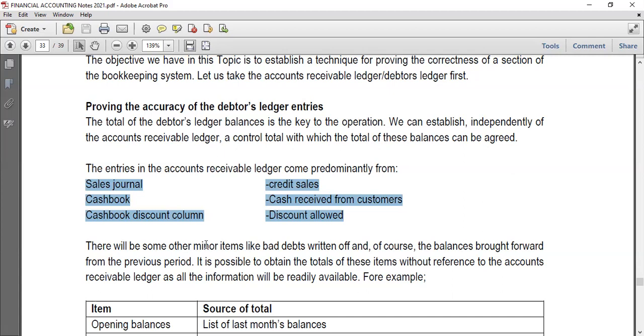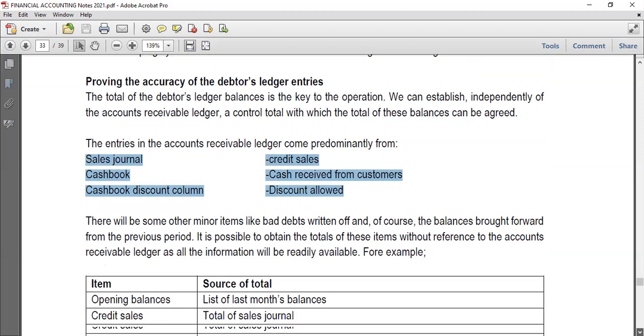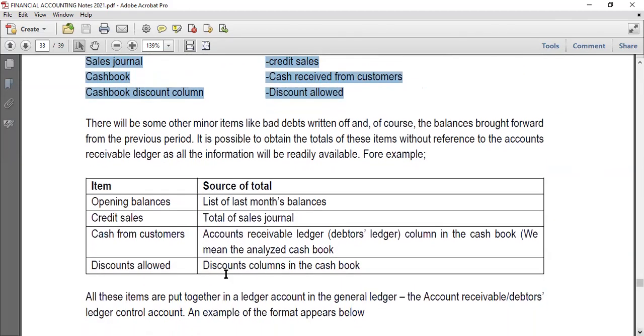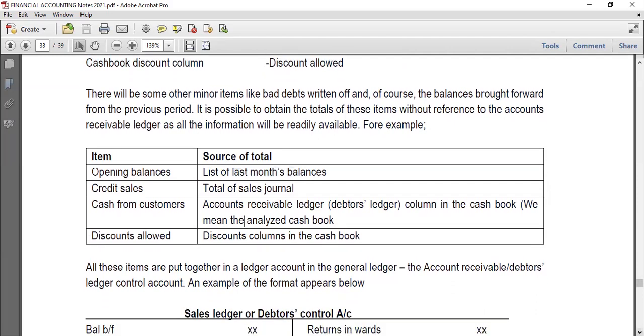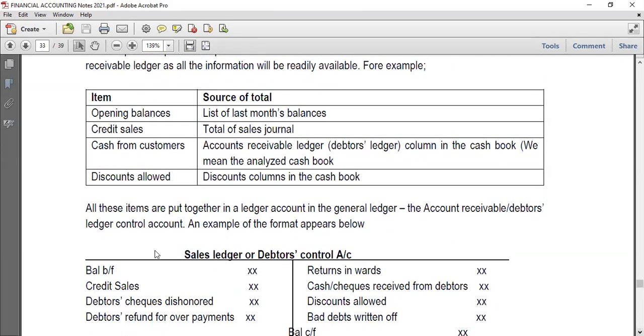Also to note that, of course, there can also be some minor items, for example, bad debts written off, okay? And then we should also have things like balance brought forward from the previous period. Just to understand here, the opening balance we are talking about is usually from previous balances, and that could be from your balance sheet and so on, okay? We already talked of these.